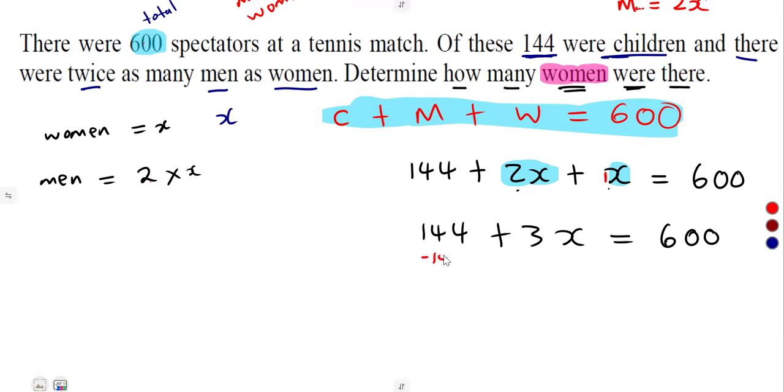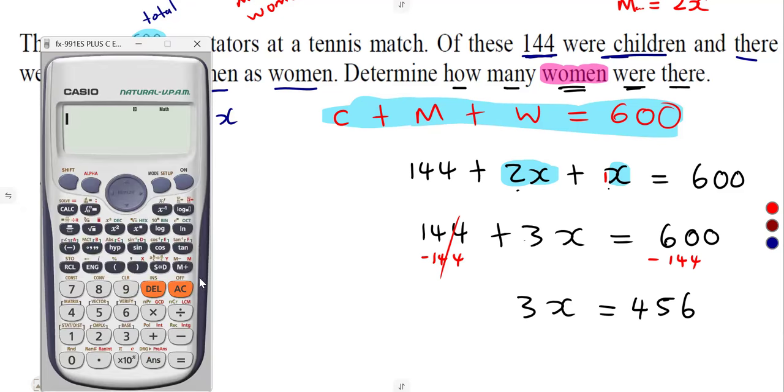Simply eliminate this, get rid of that one, subtract. That is going to give us what? 3x, positive 3x. So 3x is equal to what? 600 minus 144. It was going to give us 456. You can as well use your calculator here. 600 minus 144. So this is 456.